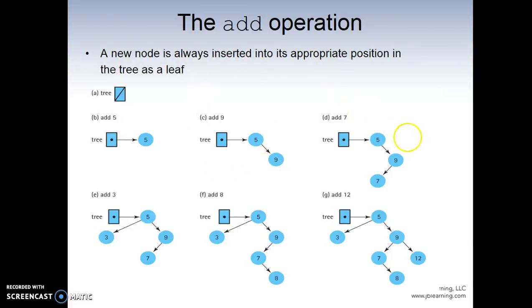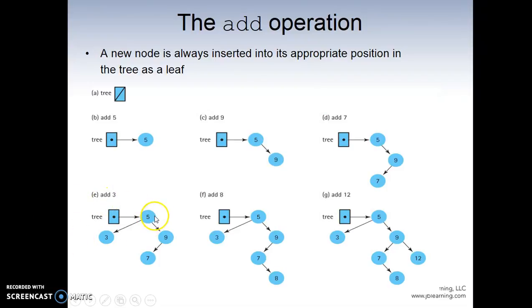Now we start to add 7. First we have to compare to the root. 7 is greater than 5. Then go to get right and compare again. It's less than 9, and since this is the leaf, when we get the null back, then we set the leaf's left. But this has to be recursively called.